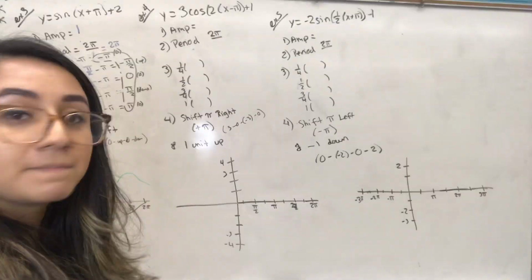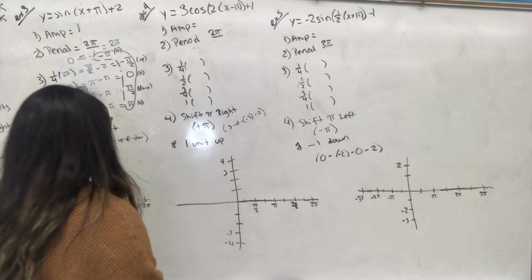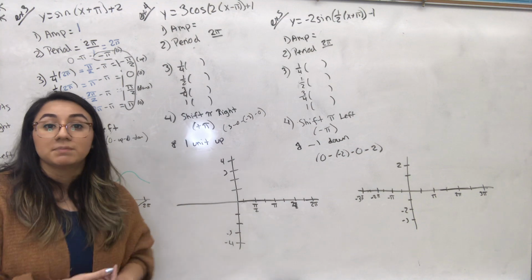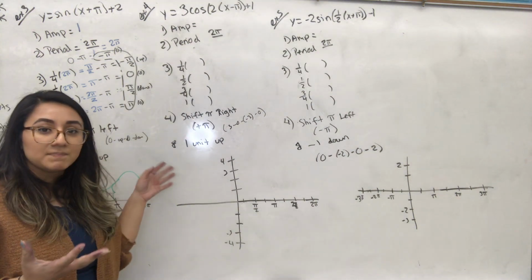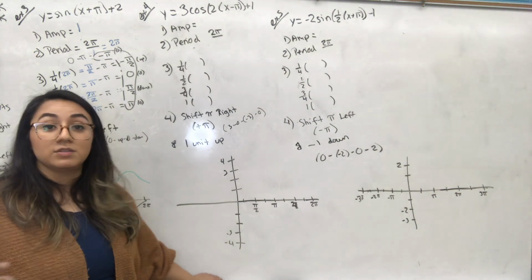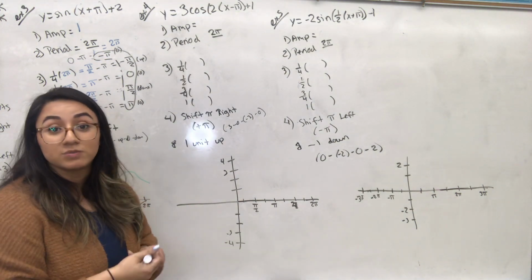Next one here, we have a combination of both. They're combining a lot of it. They're adding the amplitude, they're adding different periods to it. They're just making it a more complex graph. So what we do, we go step by step. You always go step by step for each one of these problems.